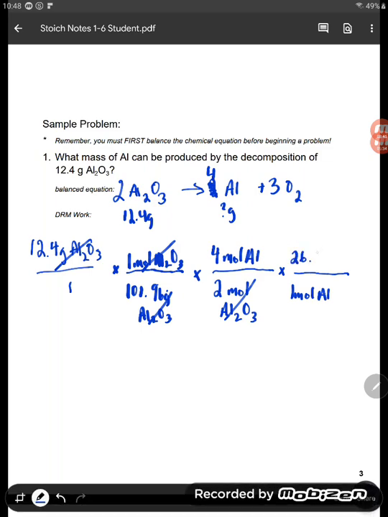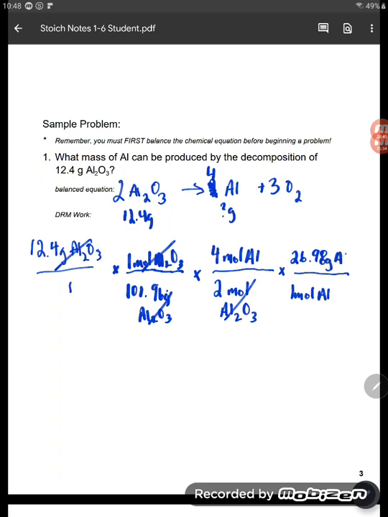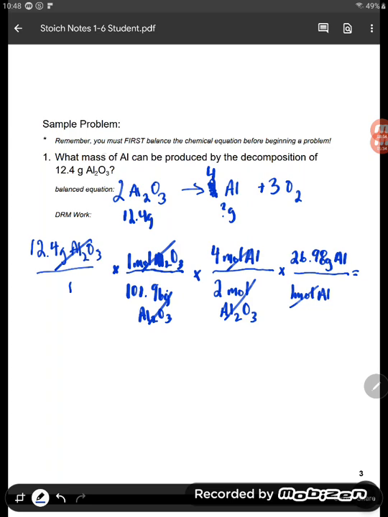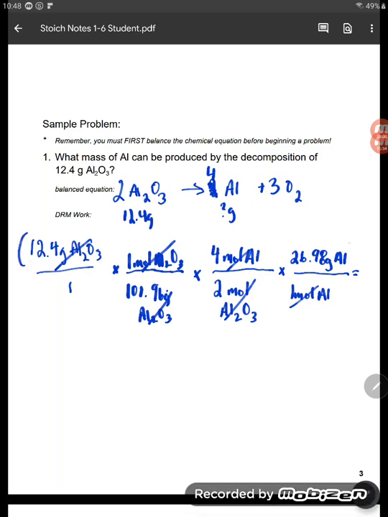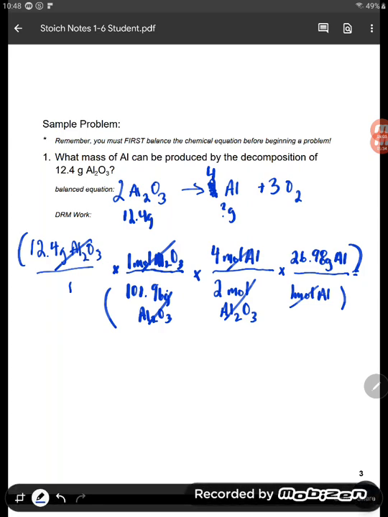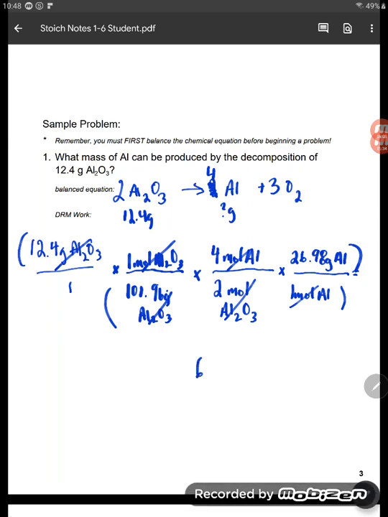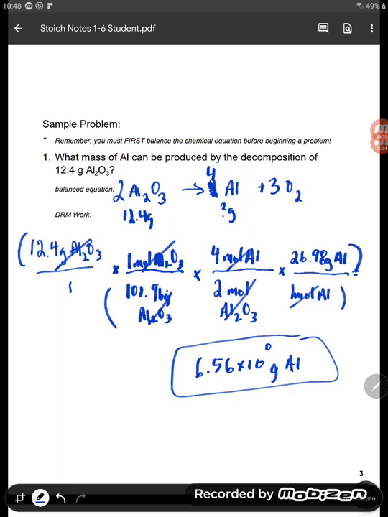And anytime we see grams or mass, we know we need to reference the periodic table. So there you have it. All those units cancel out. We're asked to find what mass of Al, which is grams. And when we multiply all the way across the top, multiply all the way across the bottom, and then divide, you'll end up with the correct final answer, 6.56, sig figs of course, times 10 to the 0 grams of aluminum produced. Now, what we would find when we go back into the lab setting, we'll get an actual reading of that. So that's something that you can keep in mind.